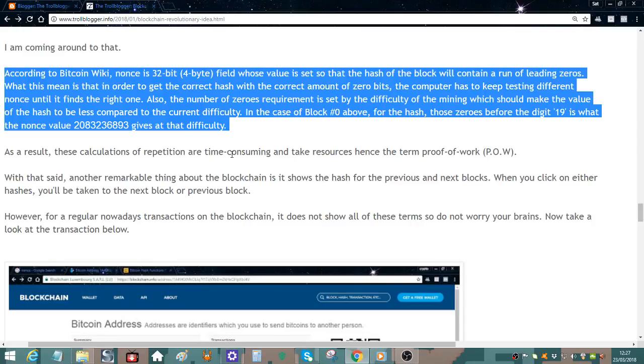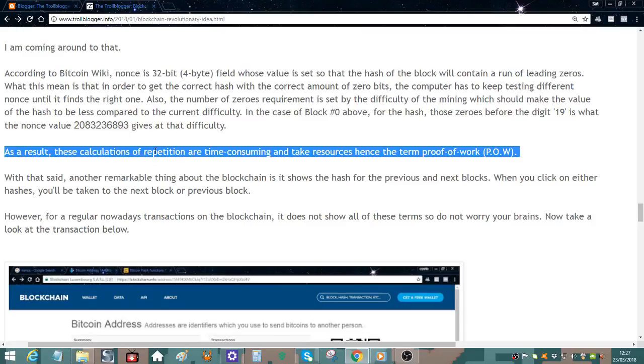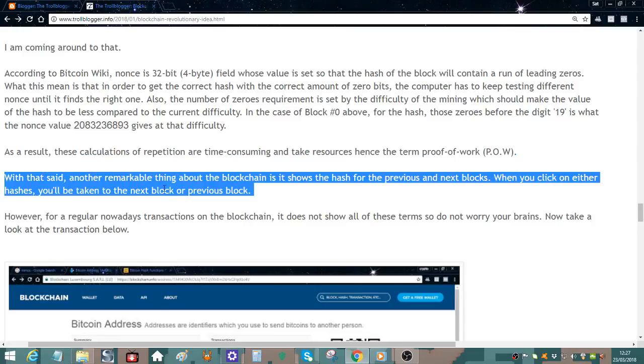In the case of block number 0 above, for the hash, those zeros before the digit 19 is what the nonce value 2,083,236,893 gives at that difficulty. As a result, these calculations of repetition are time-consuming and take resources, hence the term proof of work, POW.